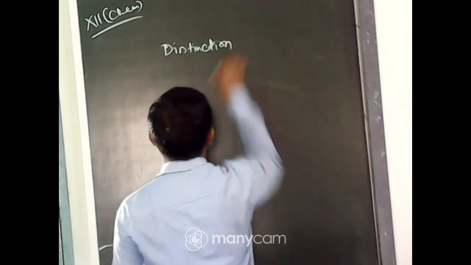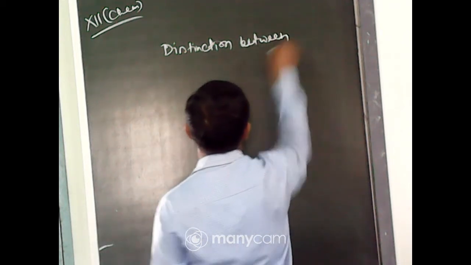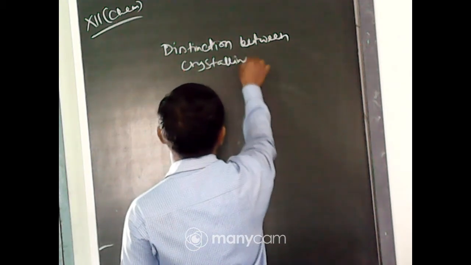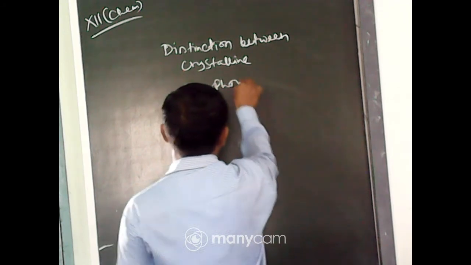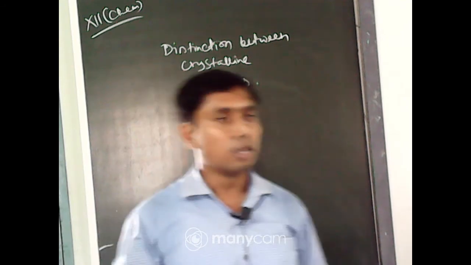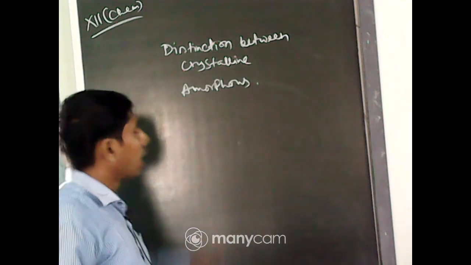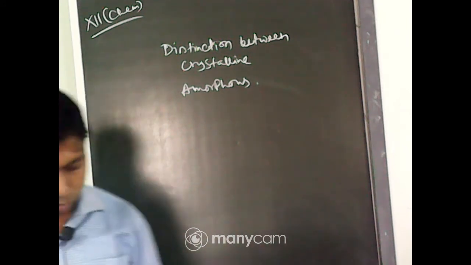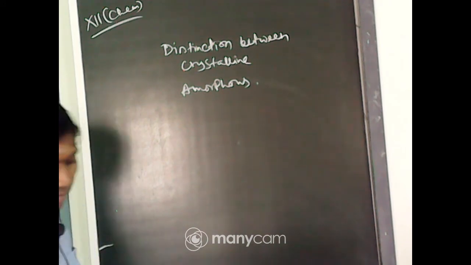A very important question is this: the distinction between crystalline and amorphous. From the physical properties of a solid, you can make the distinction between crystalline and amorphous solids. Okay. Now, one point is isotropy and anisotropy.